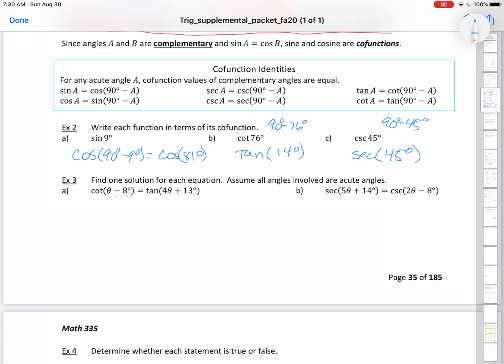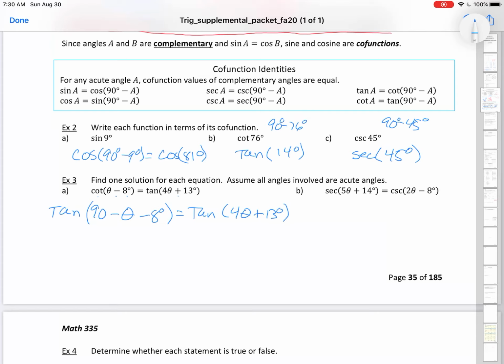So for lack of a better one to change, I'm going to change the one on the left. The cotangent, I'm going to change to tangent. That way it will match this other one. But I can't just say it's of the same thing. It's got to be tangent of 90 minus theta minus 8 degrees is equal to tangent of 4 theta plus 13 degrees.